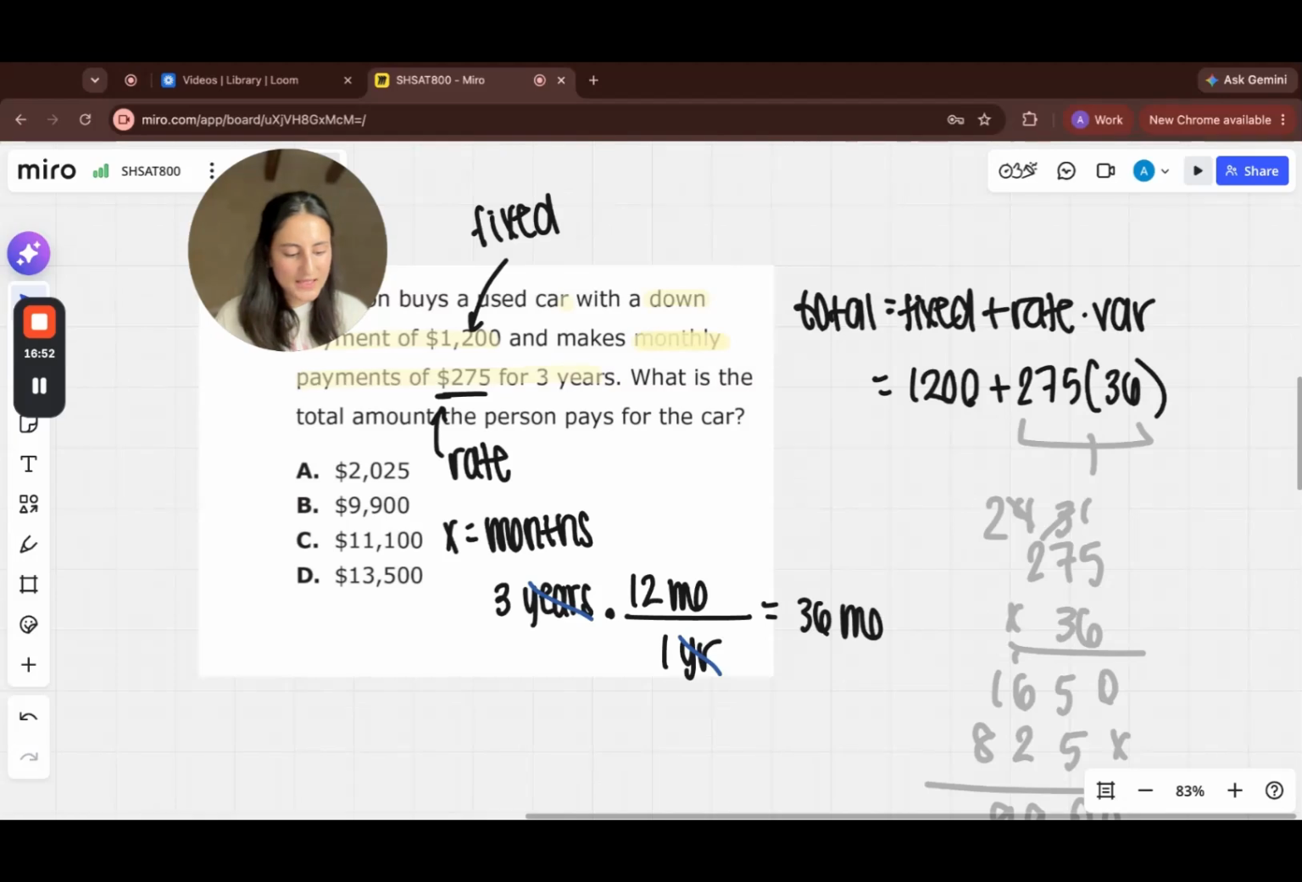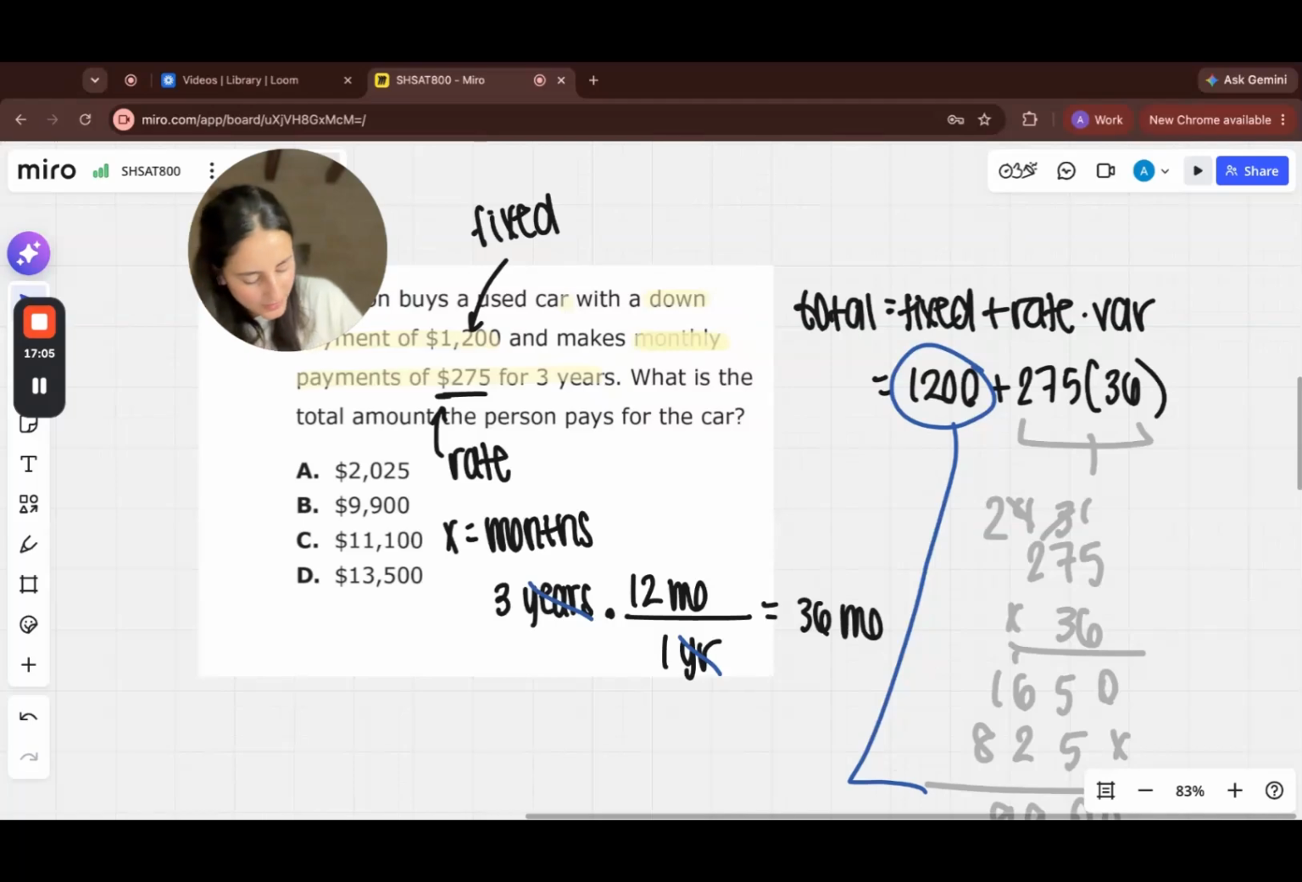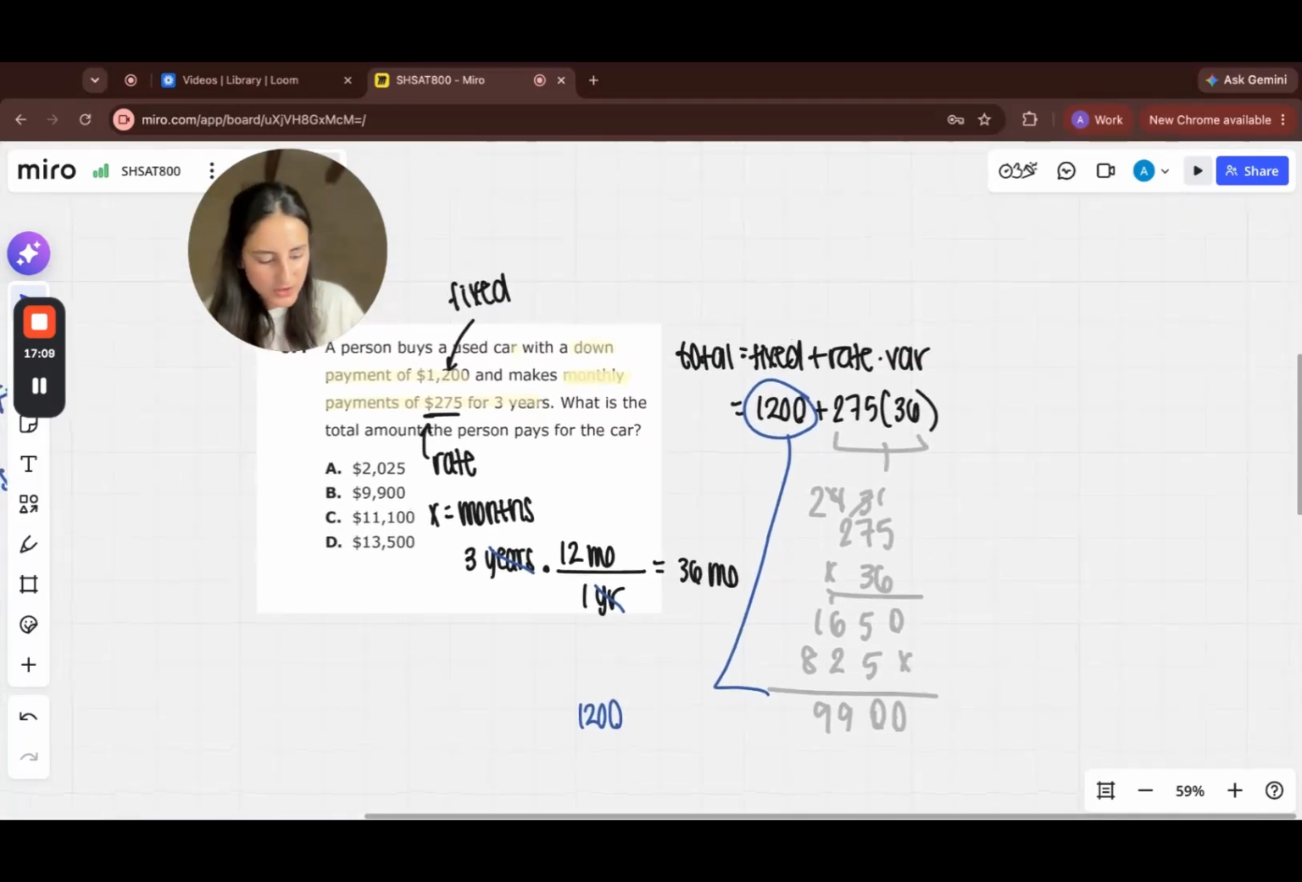Okay, so I got that the amount the person pays for the car is $9,900, but remember, we also have to add that $1,200. So down here, I'm going to rewrite this as $1,200. Oh, I realize you can't even see that. Okay, $1,200 plus $9,900, which would get you $11,100. I believe that's the correct answer.